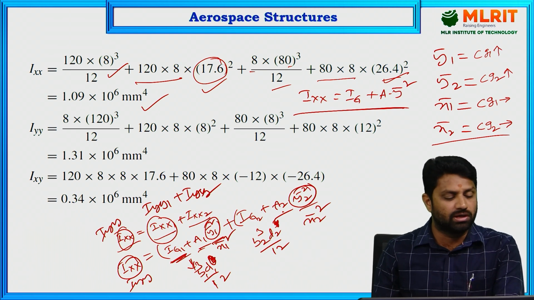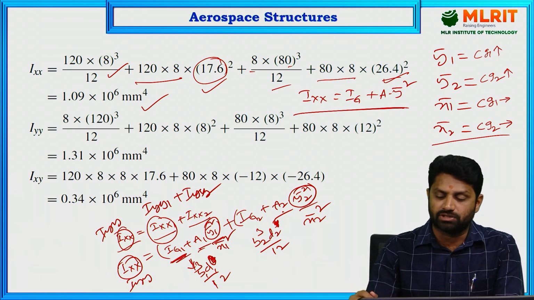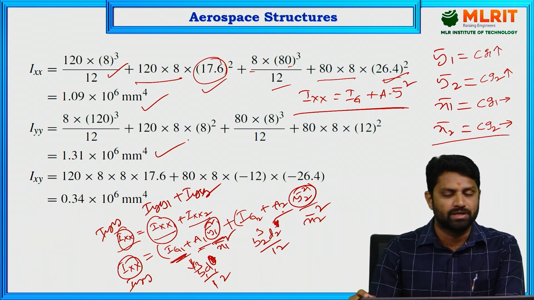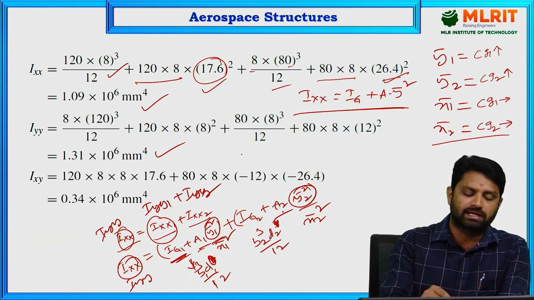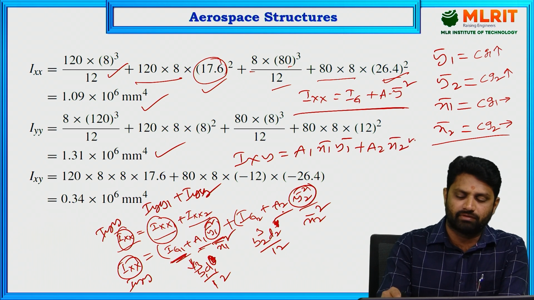So you already know all the dimensions B1, D1, and you know y1 bar, y2 bar, x1 bar, x2 bar. You can substitute in the formula and you can get Iyy. Okay, that is the second one. The third one is Ixy. So the Ixy formula is nothing but simply A1 x1 bar y1 bar plus A2 x2 bar y2 bar.